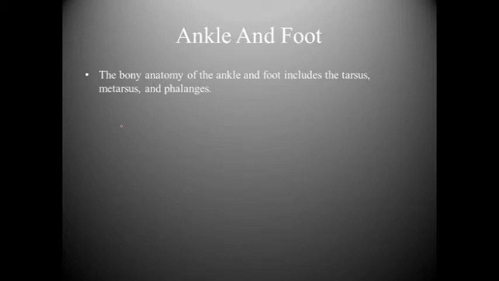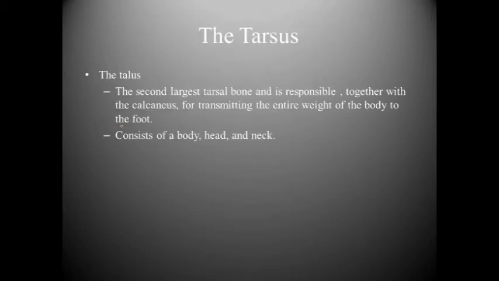So that brings us to the ankle and the foot. The bony anatomy of the ankle and the foot includes the tarsus, metatarsus, and the phalanges. So if we initially begin at the ankle joint and work our way down, we'll see that the first bone that we would encounter is the talus.